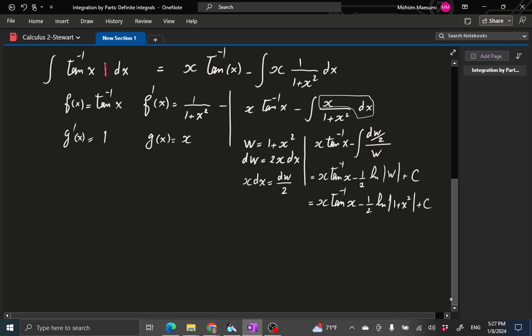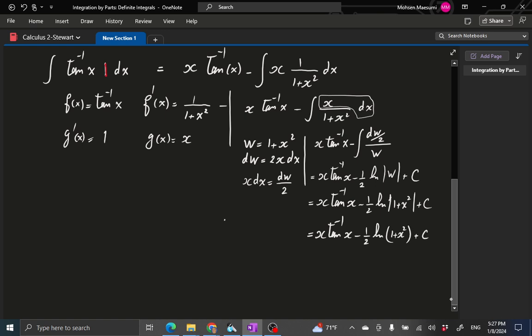Now we have to simplify our answers as much as it can be done. Absolute value here is not necessary because 1 plus x squared is positive all the time anyway, so we might as well clean this up and say x tan inverse of x minus 1/2 of logarithm of, instead of absolute value, just write a parentheses, plus a constant. So what is this? That's the antiderivative of tangent inverse of x dx.